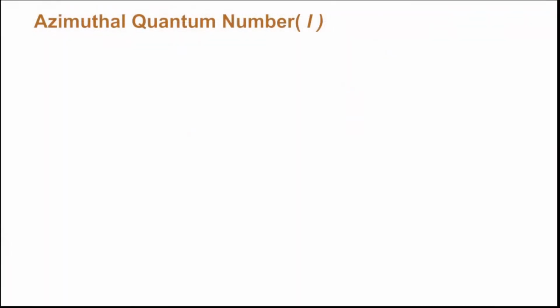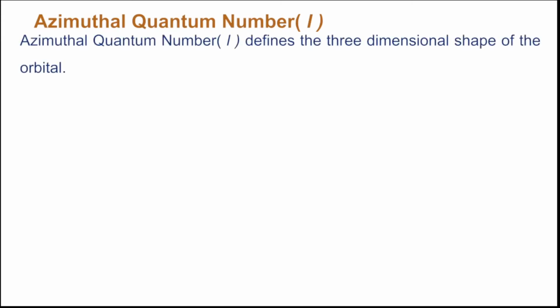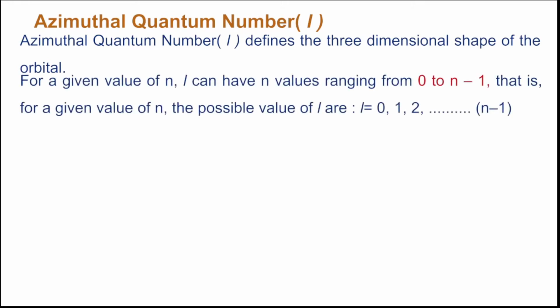So students, here we can conclude: the azimuthal quantum number defines the three-dimensional shape of the orbital. For a given value of n, L can have values ranging from 0 to n minus 1. That is, for a given value of n, the possible values of L are 0, 1, 2, etc. up to n minus 1.